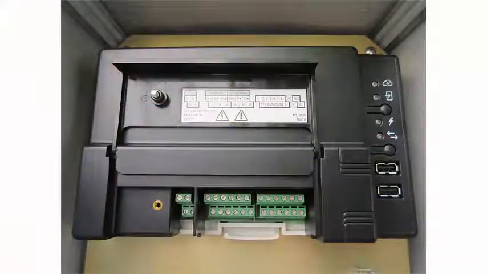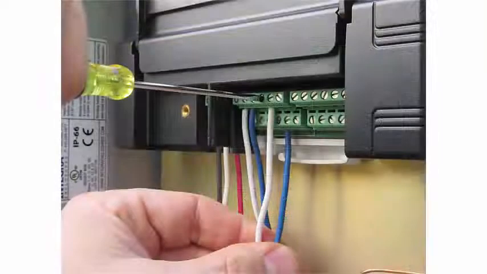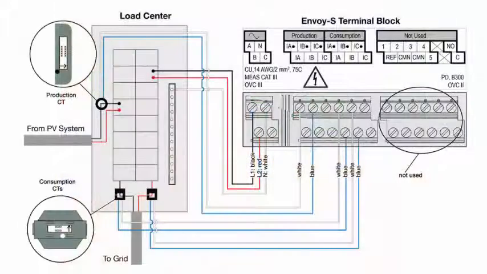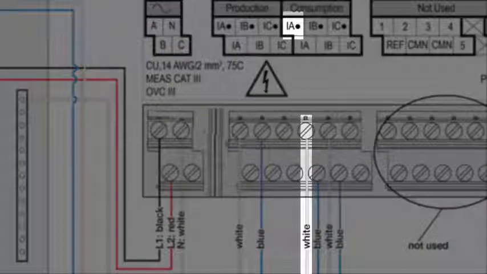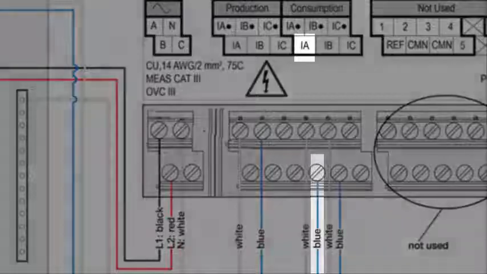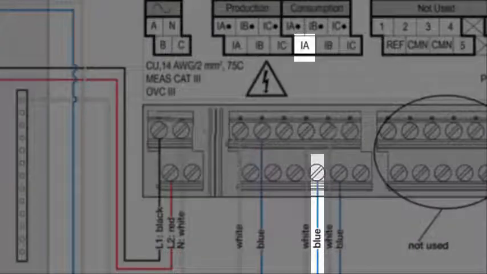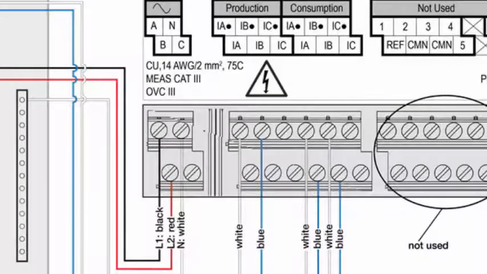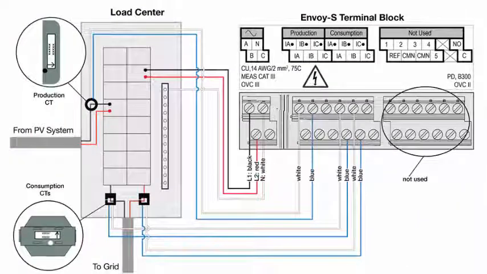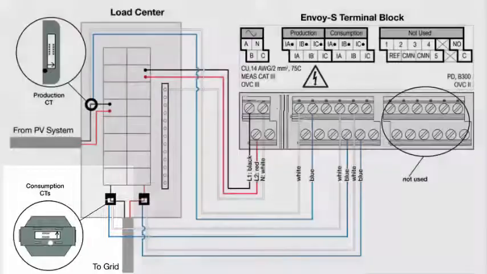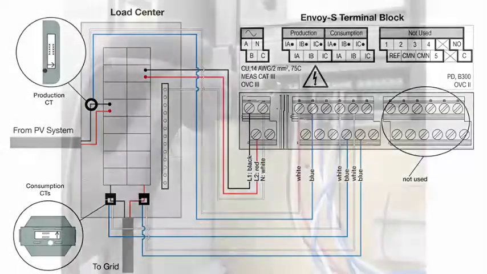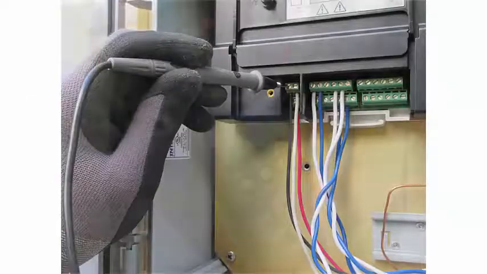Open the terminal block door on the Envoy S. Connect the CT wires to the Envoy before clamping the CTs onto the main service conductors. For the marked CT wires, connect the white wire to the line 1 IA dot terminal and the blue wire to the line 1 IA terminal. Note that the line 1 consumption CT installed on terminal IA must be attached to the same line as the power terminal A of the Envoy S. This can be verified with a voltmeter.